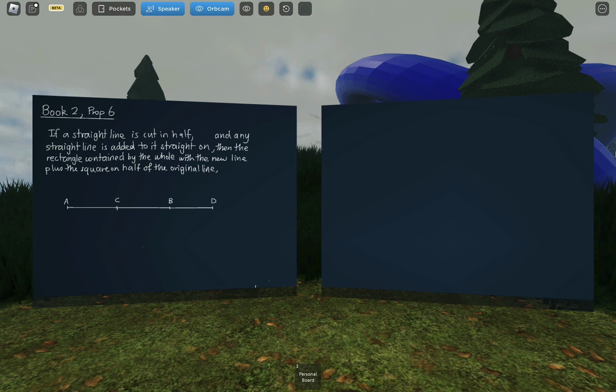Oh yeah, thank you. Half the original line is equal to the square on the sum of such a half and the new line.